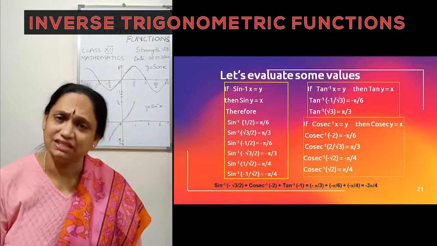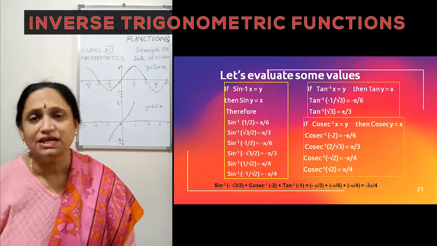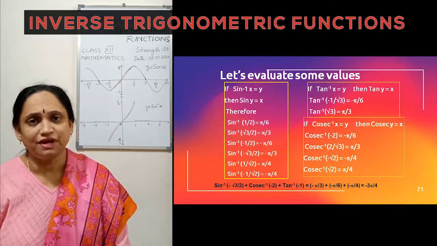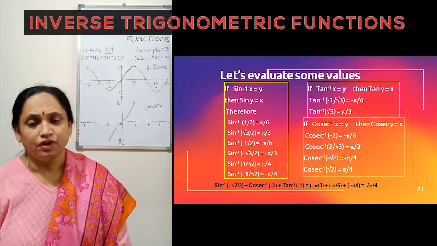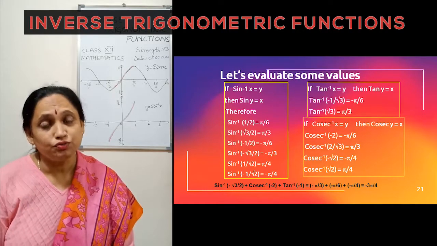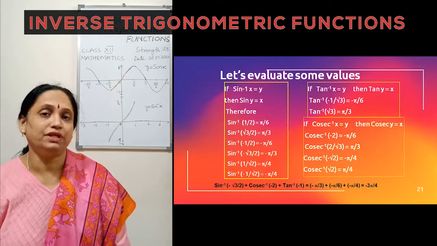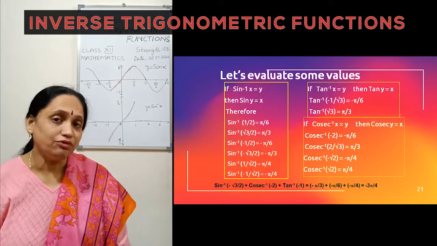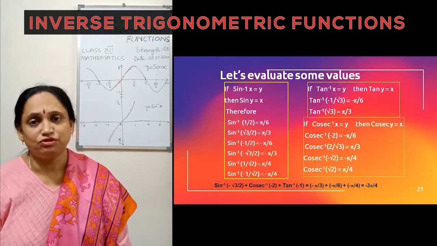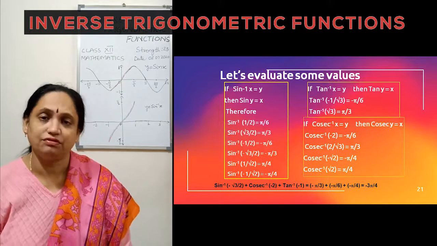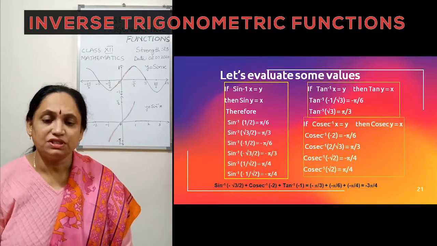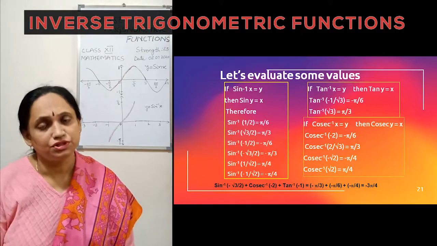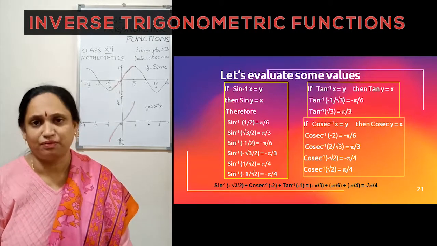So tan inverse minus 1 by root 3 will be minus pi by 6. And if it is a positive number, tan inverse root 3, it would be equal to a positive angle, which is pi by 3. Similarly, cosecant inverse minus 2, because it is minus 2, the angle would be the negative angle, minus pi by 6. And cosecant inverse 2 by root 3, the positive number, will be a positive angle in the first quadrant, equal to pi by 3. Cosecant inverse minus root 2 would be minus pi by 4, and cosecant inverse plus root 2 would be plus pi by 4.